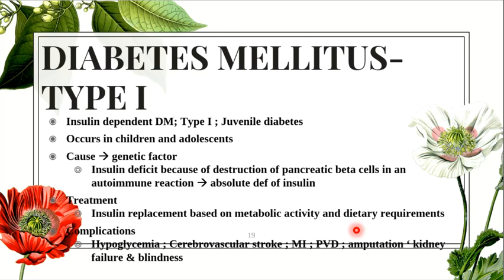The complications are the same as those of diabetes. Hypoglycemia, or the individual can also have cerebrovascular stroke or myocardial ischemia, peripheral vascular disease, amputation, kidney failure, and blindness. These are all the complications of diabetes which are also seen associated with type 2. We'll see them. Okay.